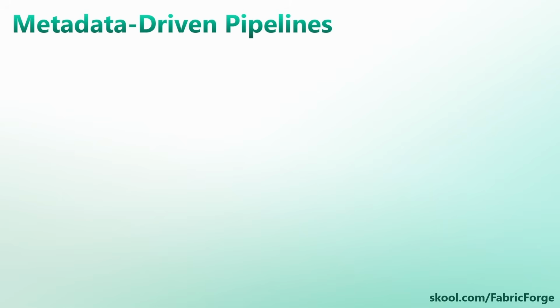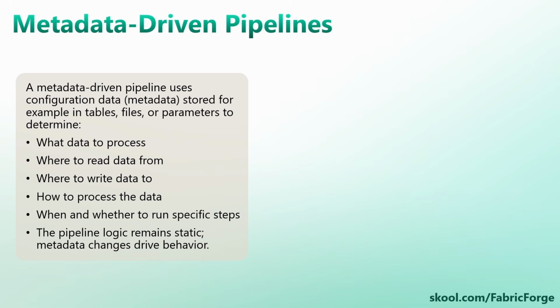So, what exactly are metadata-driven pipelines? Well, to explain them simply, metadata-driven pipelines use some type of configuration data, meaning metadata stored, for example, in tables, files, or parameters to determine what data to process, where to read data from, where to write data to, how to process the data, when and whether to run specific steps. The core idea there is that the pipeline itself will stay static, but it has been developed in a dynamic way that we are able to use metadata to change what happens when the specific pipeline executes.